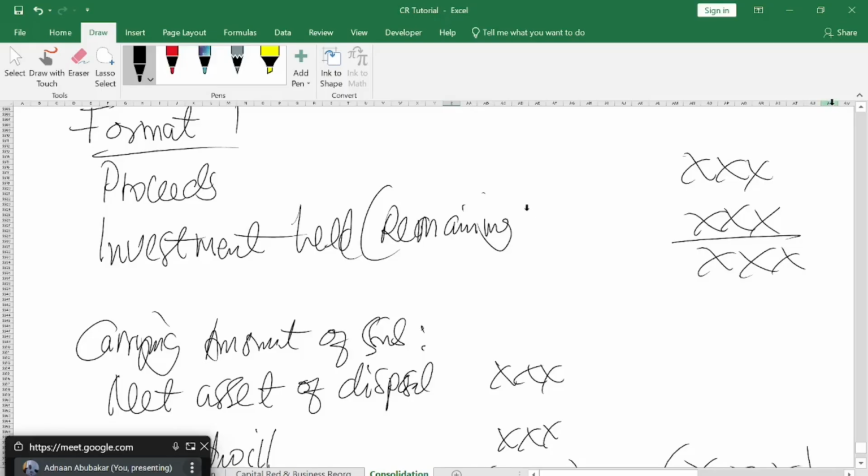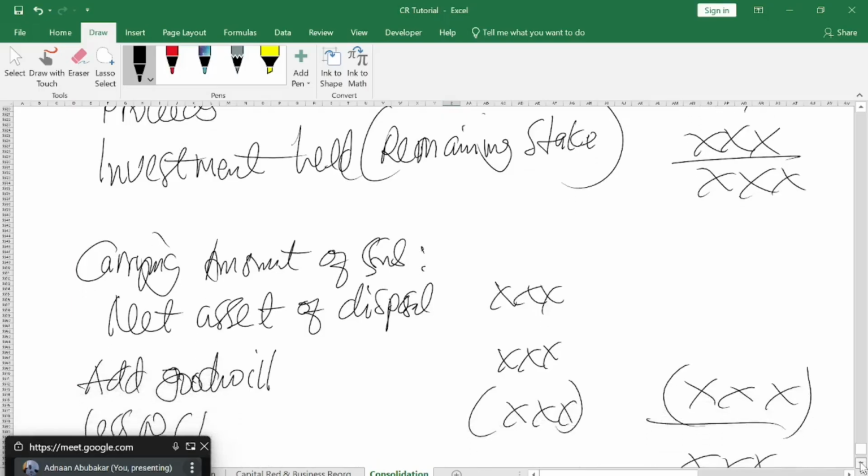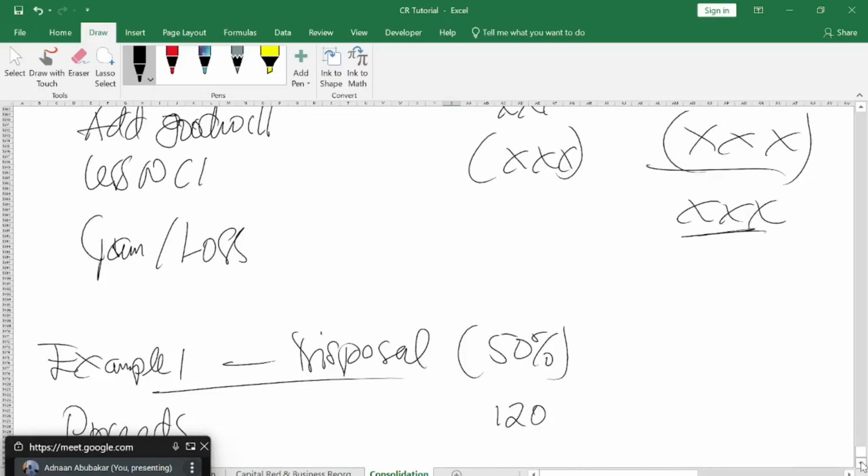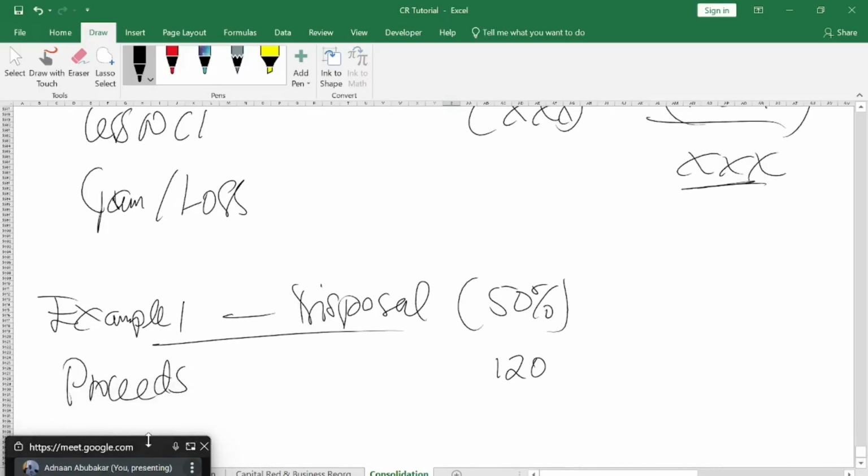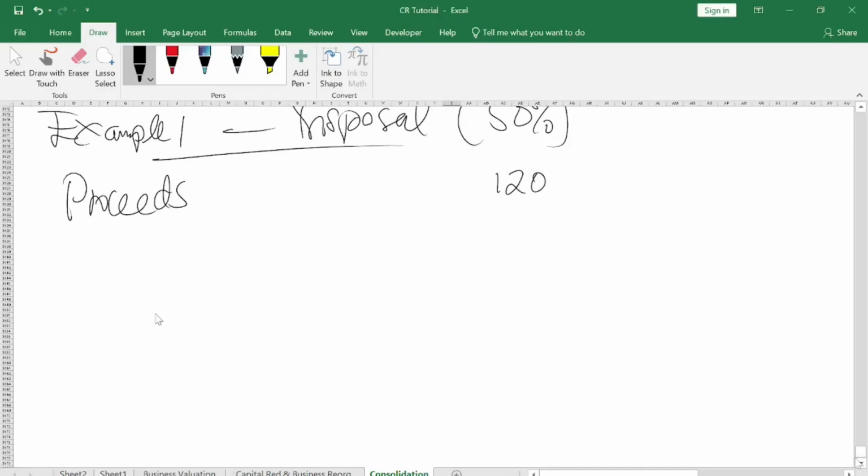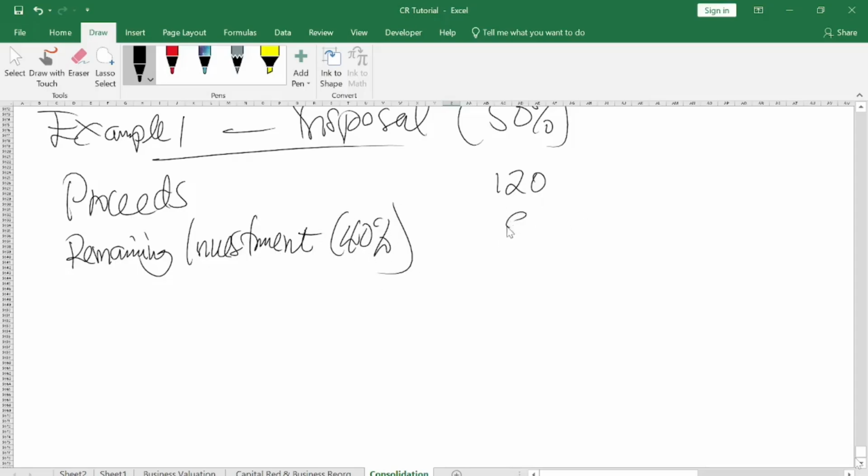Remaining NCI value or remaining stake that you have. Yes. Now, when you look at this, they said they have 40% left in the company. Their percentage left in the company is how much? You understand? So the remaining investment, which is 40%, the fair value of it is how much? 96 million. Yes. You understand?